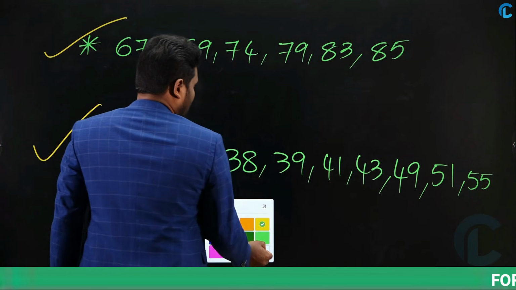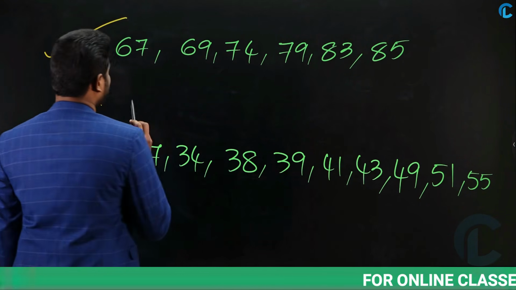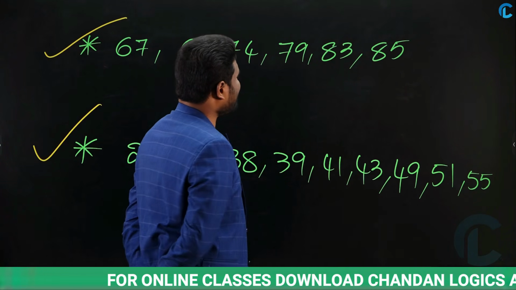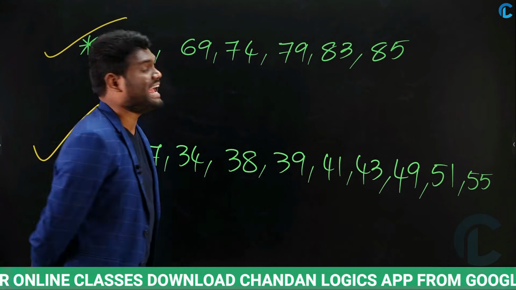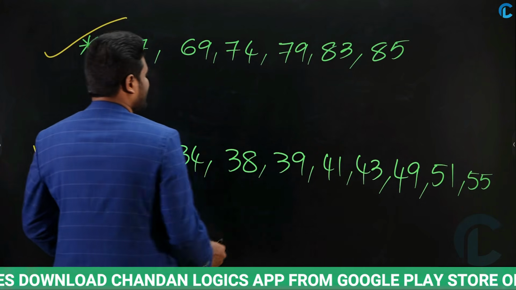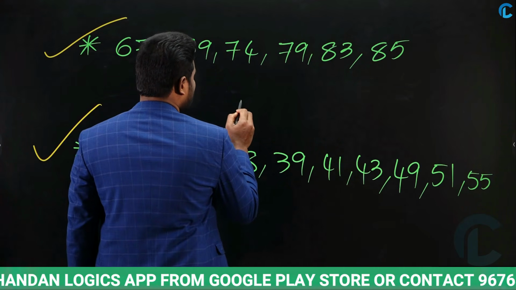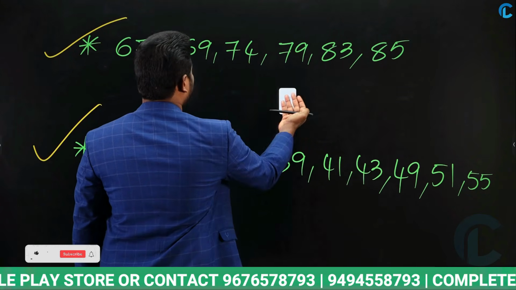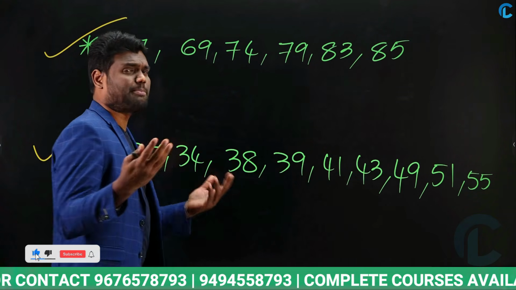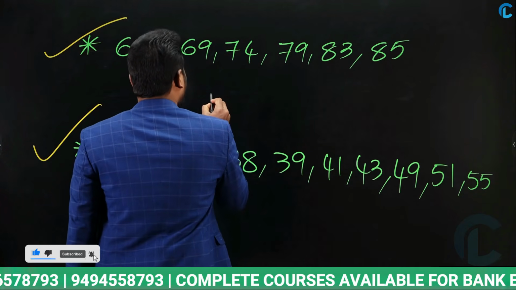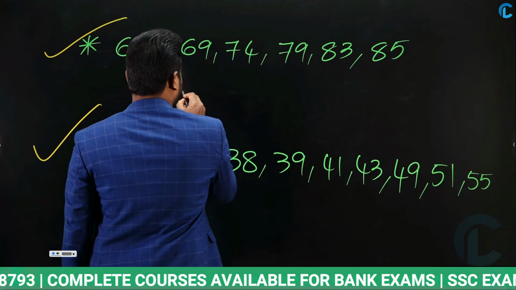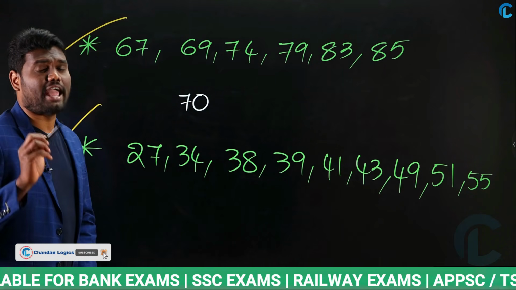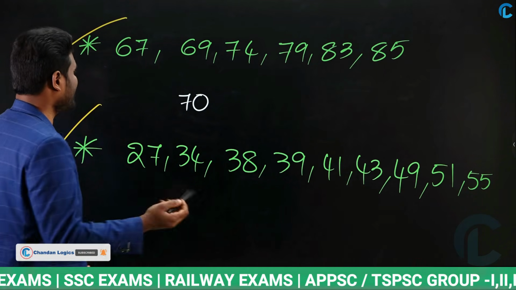Now if you look here, the numbers in the first series are 67, 69, 74, 79, 83, 85. Now what I am trying to do is take the average as 80, or you can take the average as 70, 60. It's up to you. You can take anything. Okay, let us say I am going to take the average as 70. If I take the average as 70, each and every number should be 70. Let us look at that.